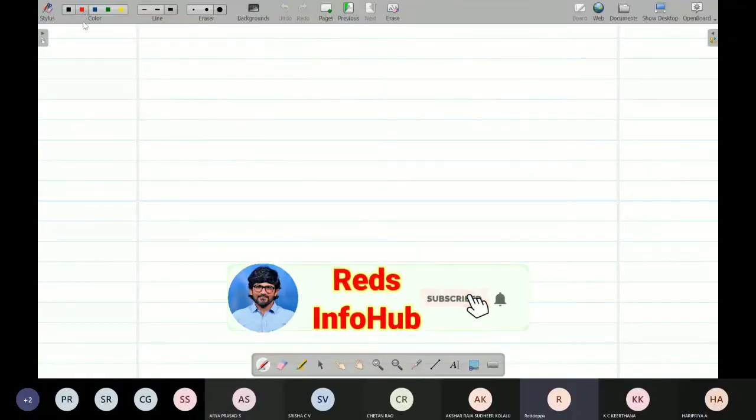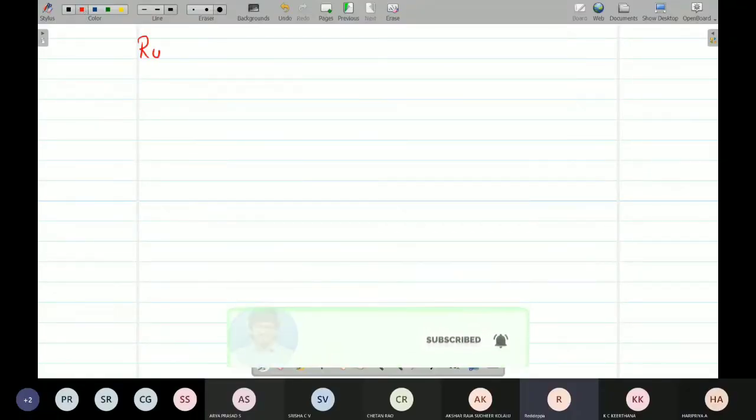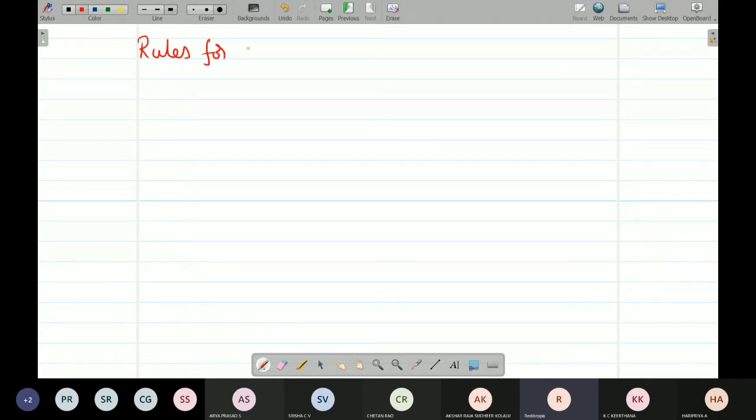Write down the subheading: rules for differentiation. In this first rule, we call it differentiation of a constant.